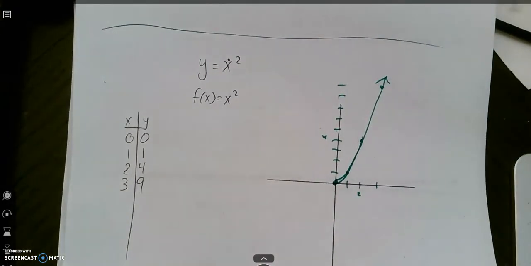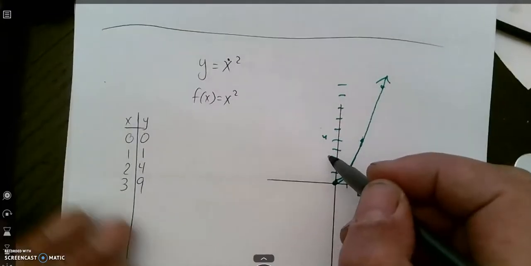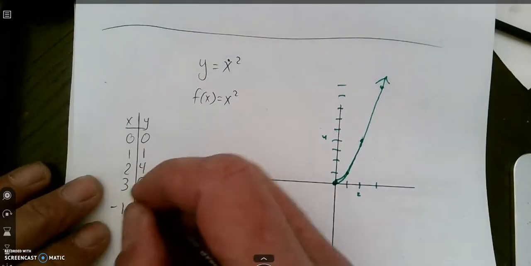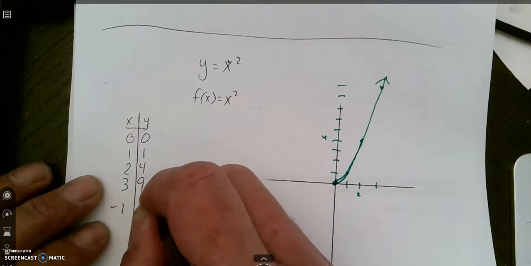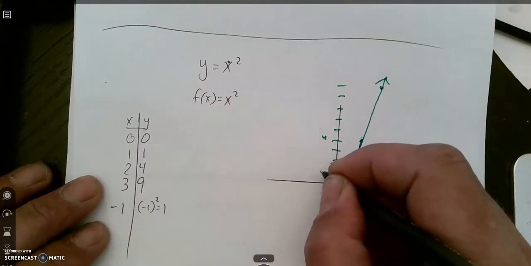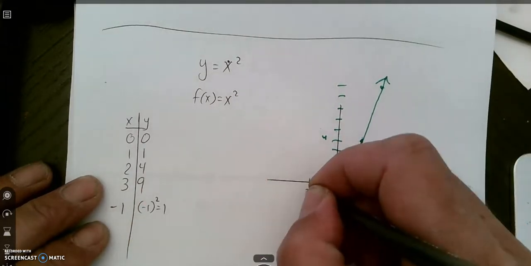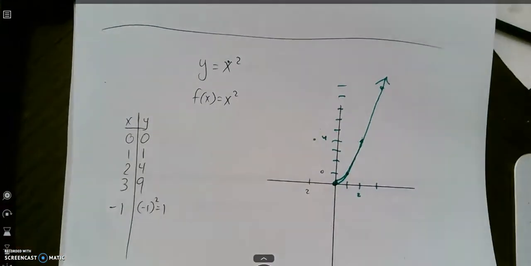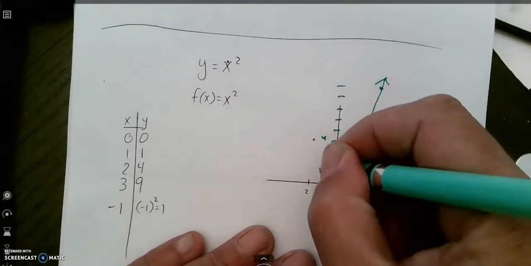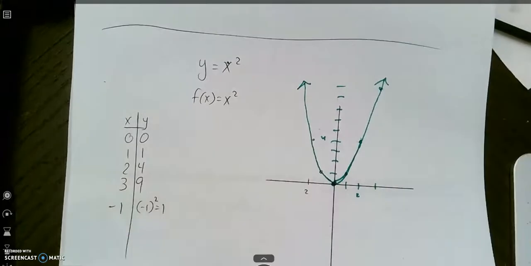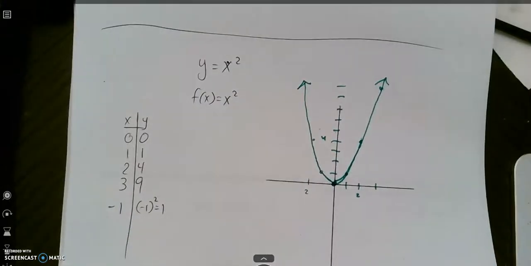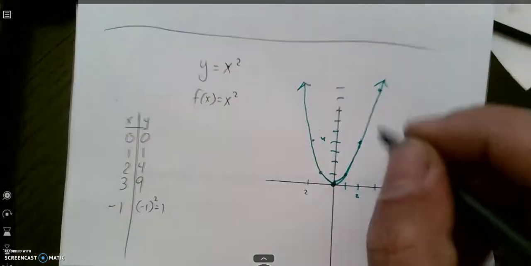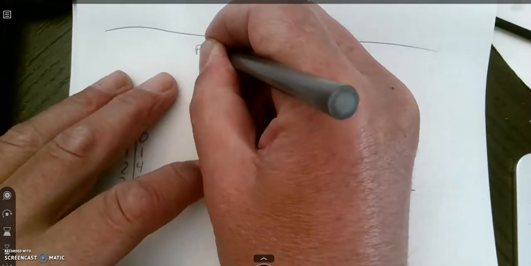The other thing is, that's only half of our graph. It turns out if you put in a -1, -1 squared would still be a +1. So on the other side, it would do the same exact thing. It would be a mirror image. Now, you probably graphed those before. Those are parabolas. This is what we call our parent function.